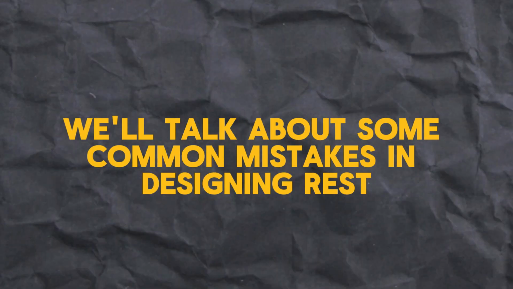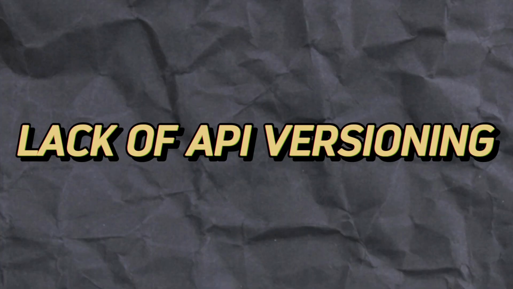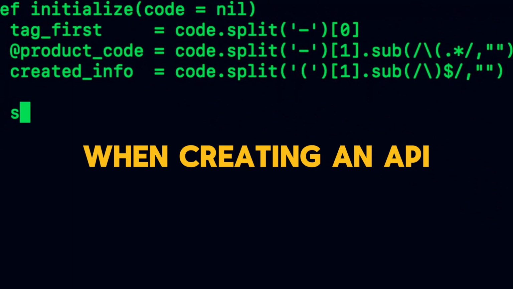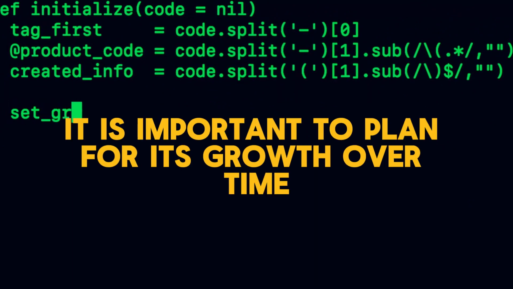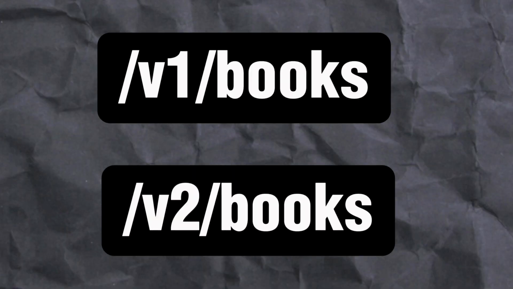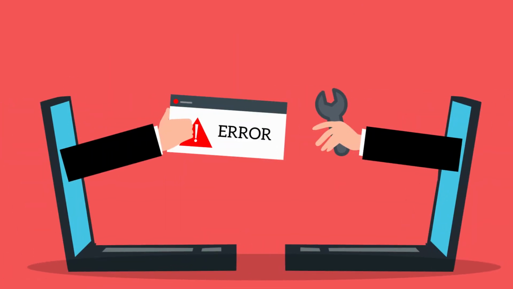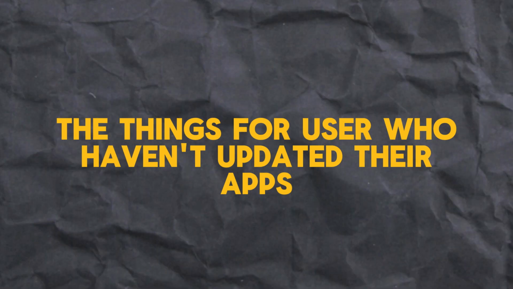Today, we'll talk about some common mistakes in designing REST APIs. First mistake, lack of API versioning. When creating an API, it is important to plan for its growth over time. API versioning is like labeling different editions of a book. It ensures that changes and updates to the API won't break things for users who haven't updated their apps.